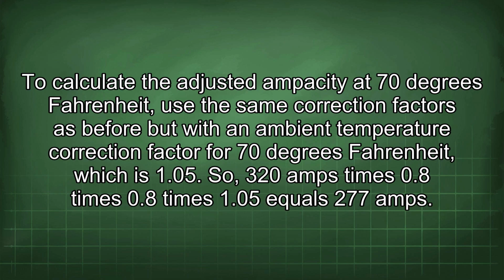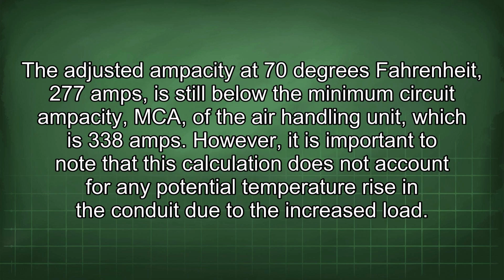To calculate the adjusted ampacity at 70 degrees Fahrenheit, use the same correction factors as before, but with an ambient temperature correction factor for 70 degrees Fahrenheit, which is 1.5. So 320 amps times 0.8 times 0.8 times 1.5 equals 277 amps. The adjusted ampacity at 70 degrees Fahrenheit, 277 amps, is still below the minimum circuit ampacity because of the air handling unit, which is 338 amps.